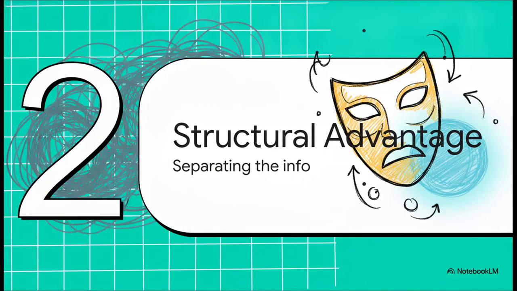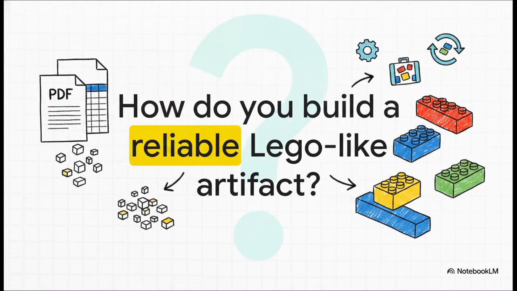Which brings us to section 2, a structural advantage. Let's talk about separating the info. To move from tangled spreadsheets to reliable systems, the Seattle method proposes a massive shift in how we view reports. We have to separate the information itself from the costume it wears. You see, the document itself, like that PDF or Excel file you're staring at, is really just a costume. And if we strip that costume away, we're left with the raw data.